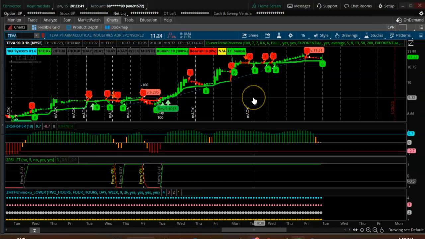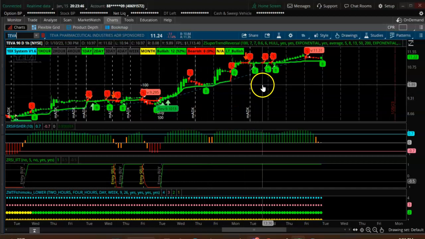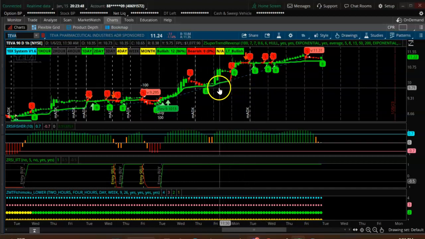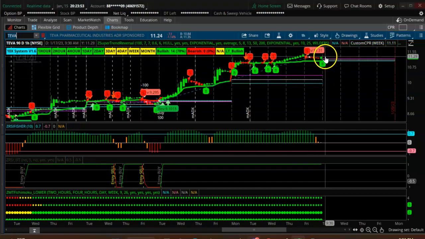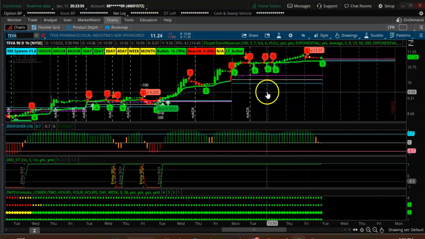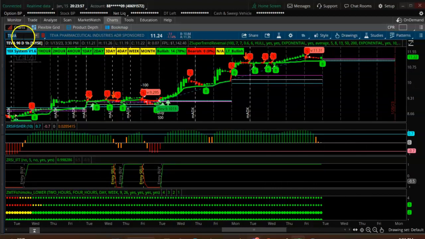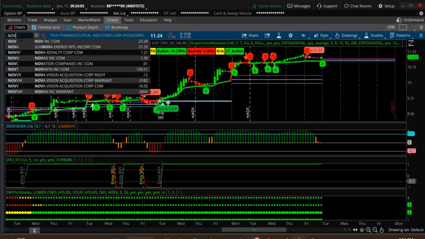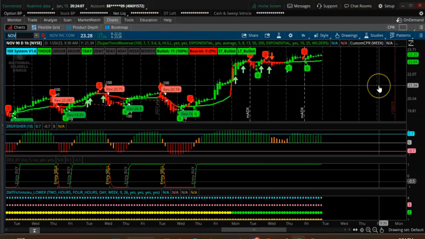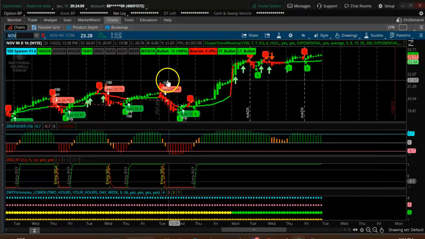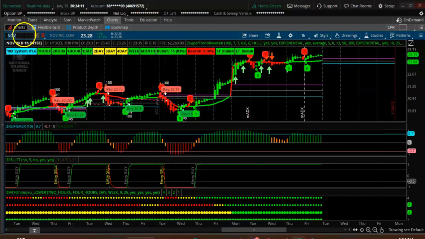TVA is also bullish here. So you wait for the 1 hour candle. If the first 1 hour candle opens above the CPR, you can take the trade to the bullish side. Next is NOB. It's also bullish.